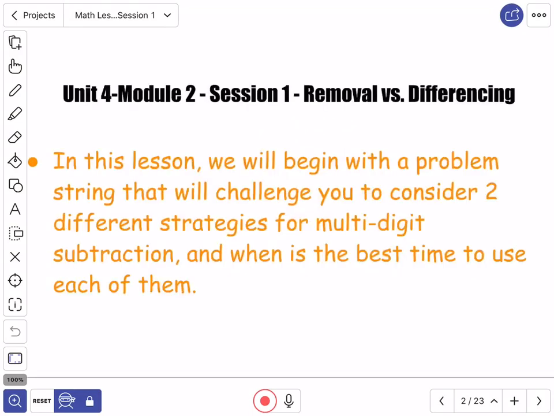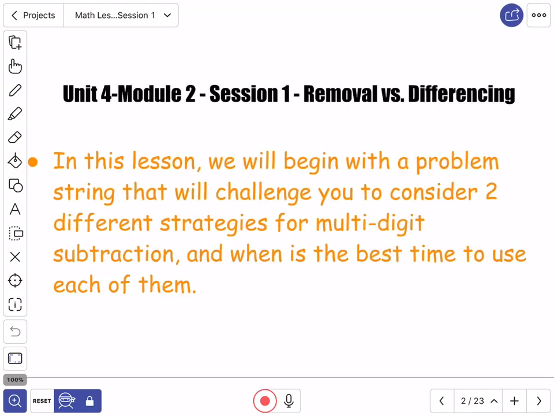In this lesson, we're going to begin with a problem string that will challenge you to consider two different strategies for multi-digit subtraction and when it is the best time to use each of them. I know that we are familiar with subtraction, but I really want you to try very hard to embrace these two different strategies for yourself and see how it goes.